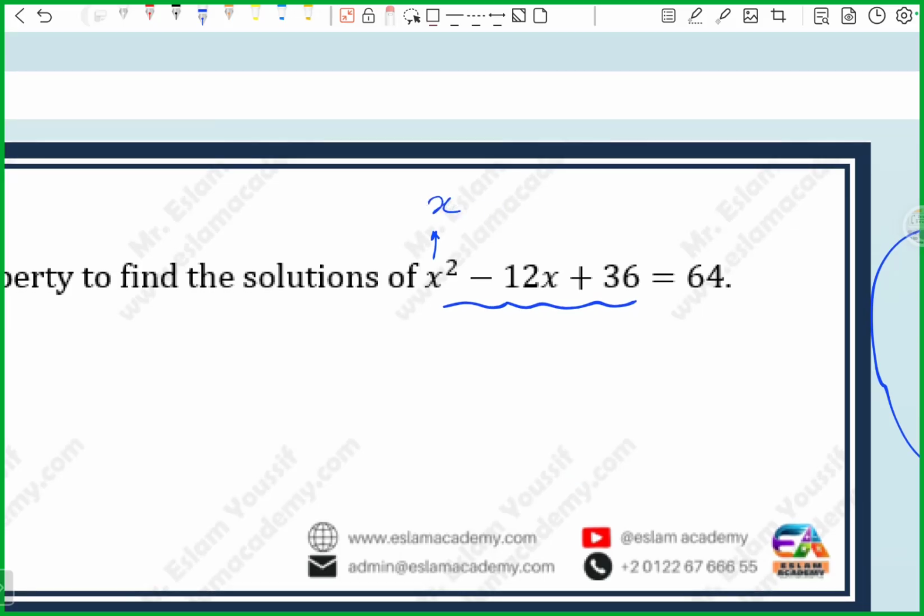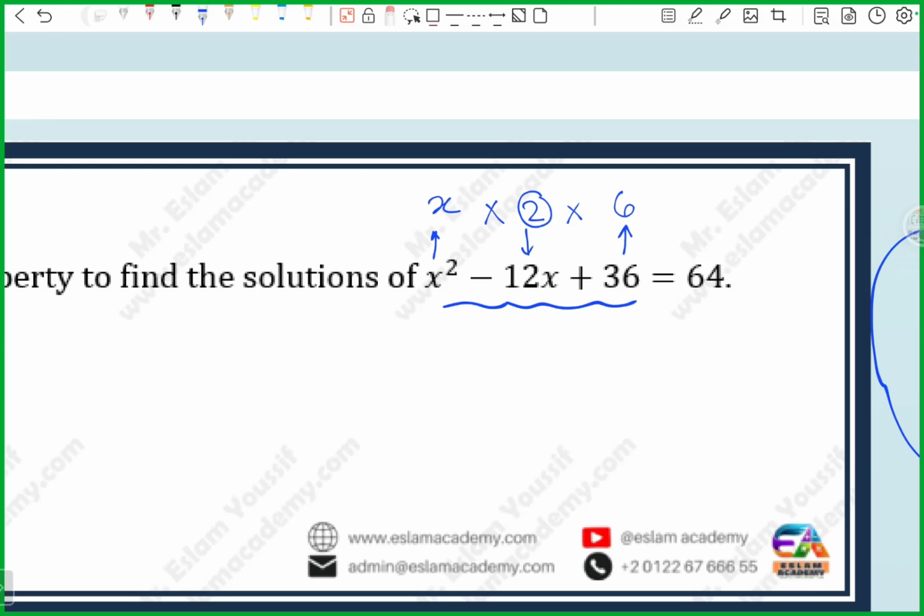X and x. I need the square root of 36. 6. If you multiply them together by 2, the answer will be 12. To identify if the expression is a perfect square, multiply them by 2. If you multiply them by 2, the answer will be 12.